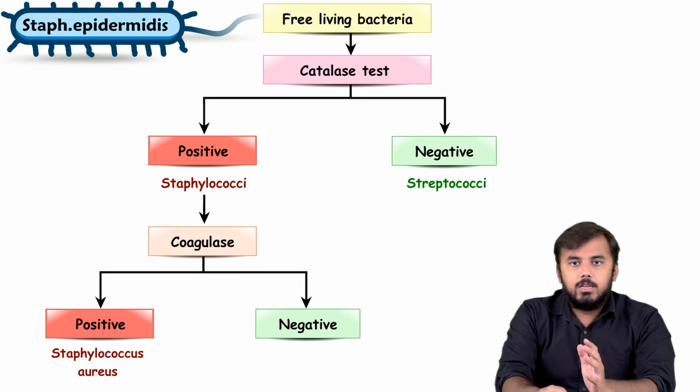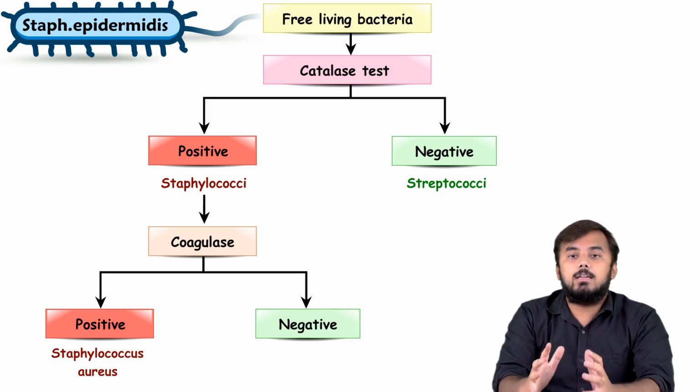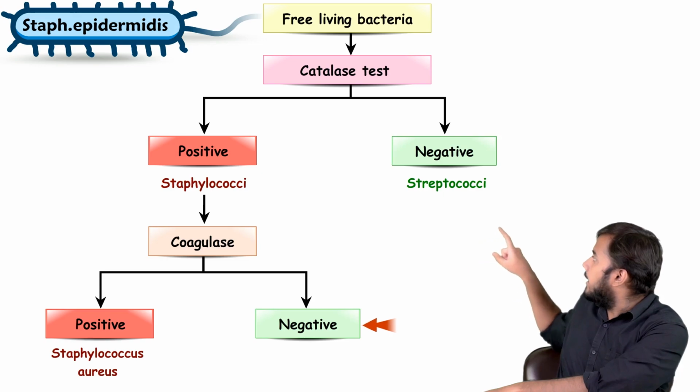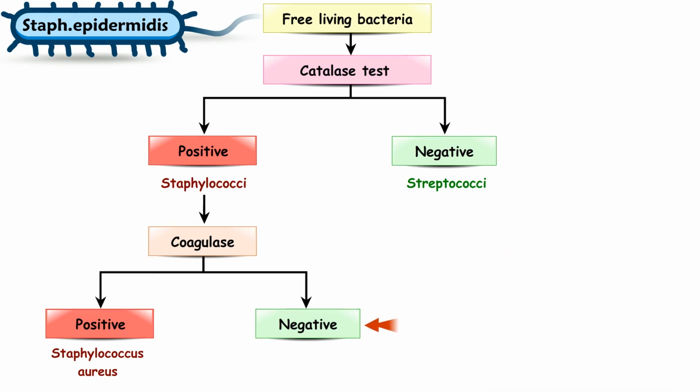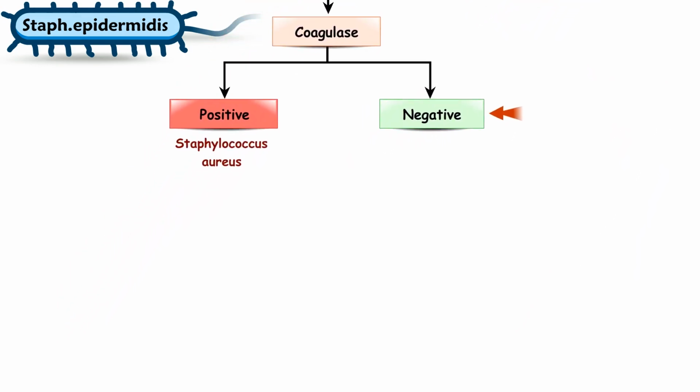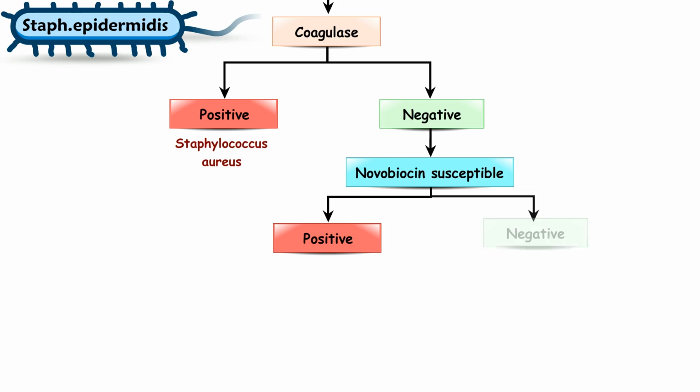Now we take into consideration the bacteria which do not release coagulase. It means they are coagulase negative organisms. Now in these coagulase negative organisms, again there are two types. What are they? There are novobiocin positive and novobiocin negative. Now what is this novobiocin? I'll clear that concept in a minute, but before that just trust me that there are two groups of bacteria. One is called novobiocin positive, the other novobiocin negative.